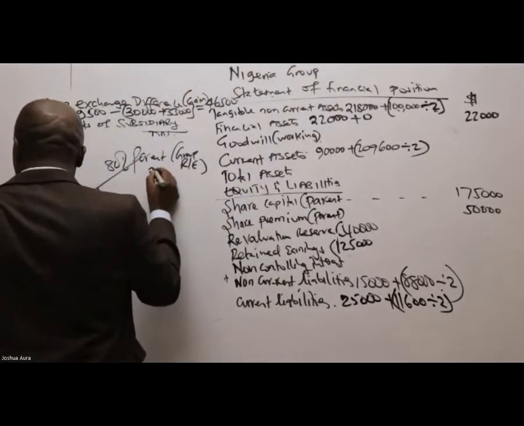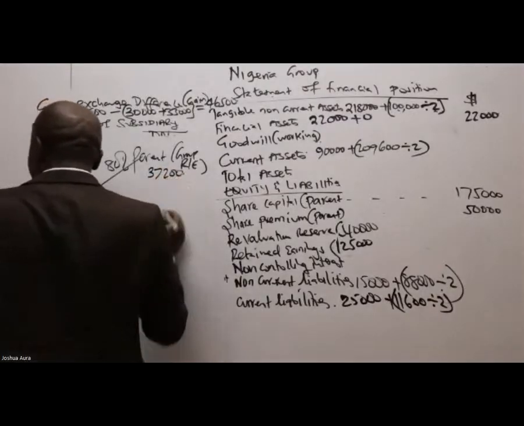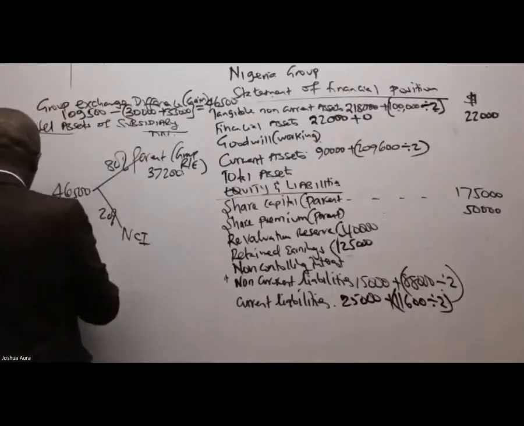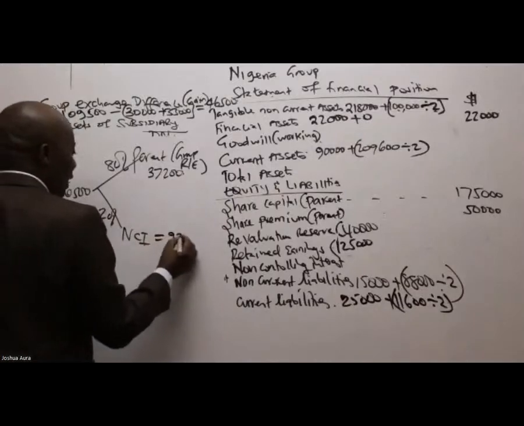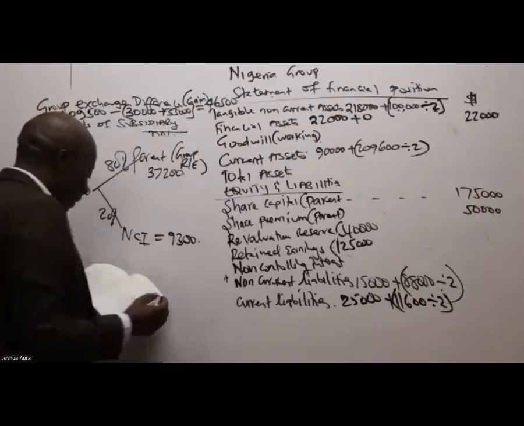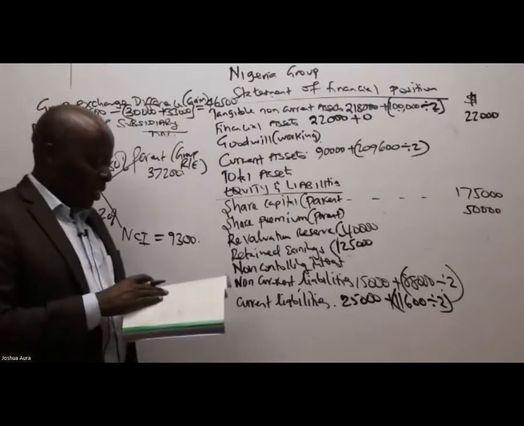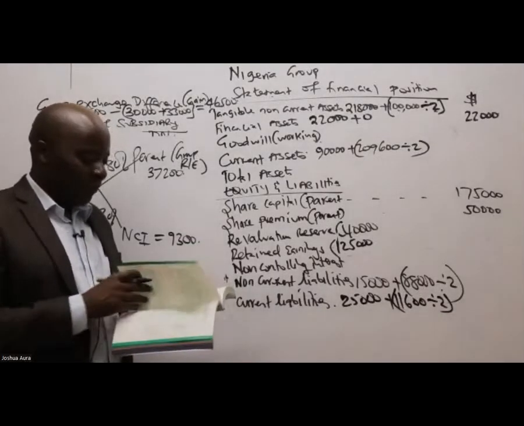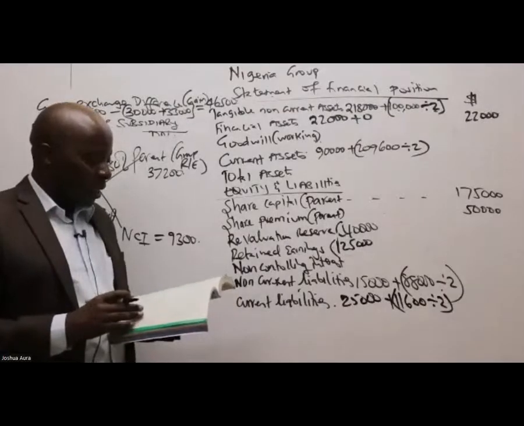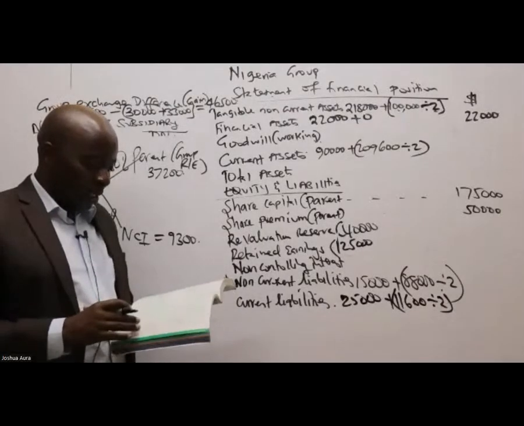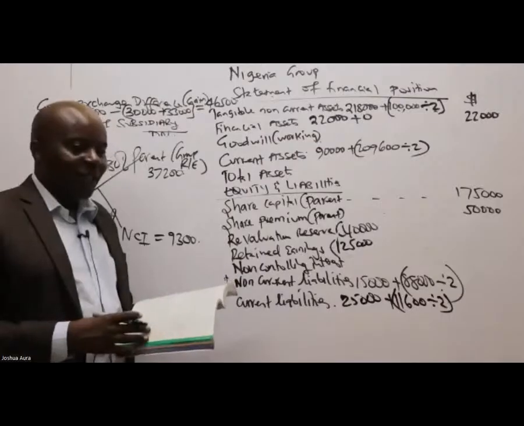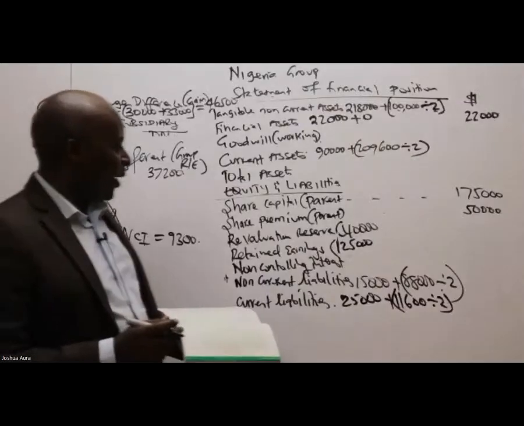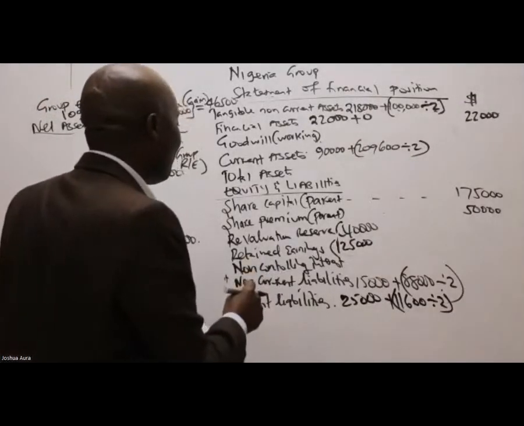37,200. And then we have, ladies and gentlemen, NCI. NCI is 20% of this. So NCI, I'm being told, is 9,300. NCI is 9,300. So you can start building up the NCI.